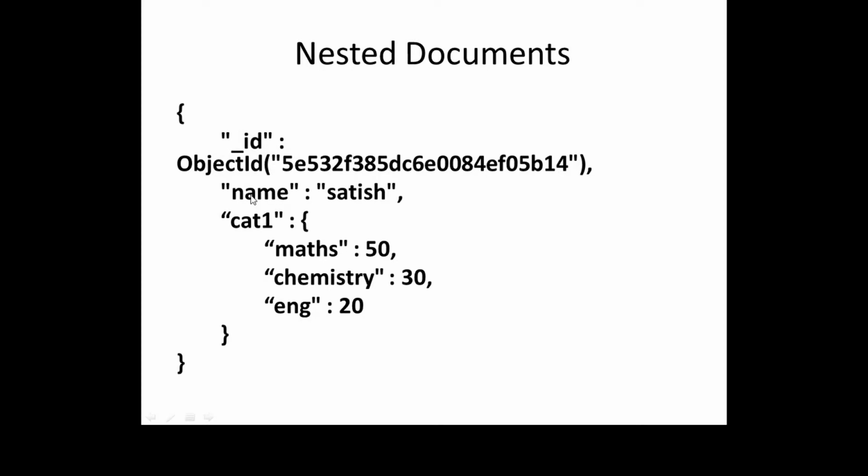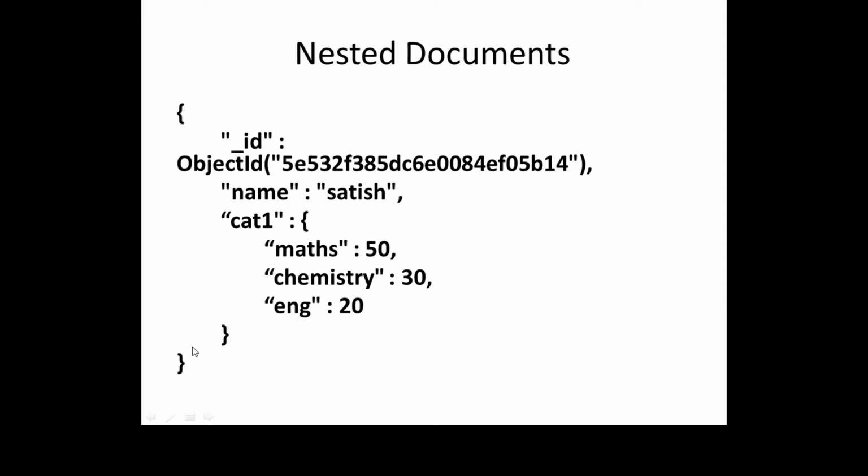You have an object ID, you have a name field, and then you have this cat1, which itself is a document. So you see this cat1 is a document having key value pairs. So you have a document nested within another document. This is called a nested document in MongoDB.